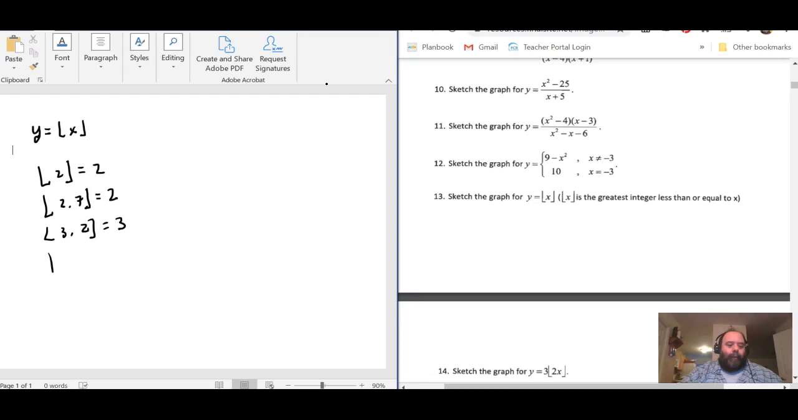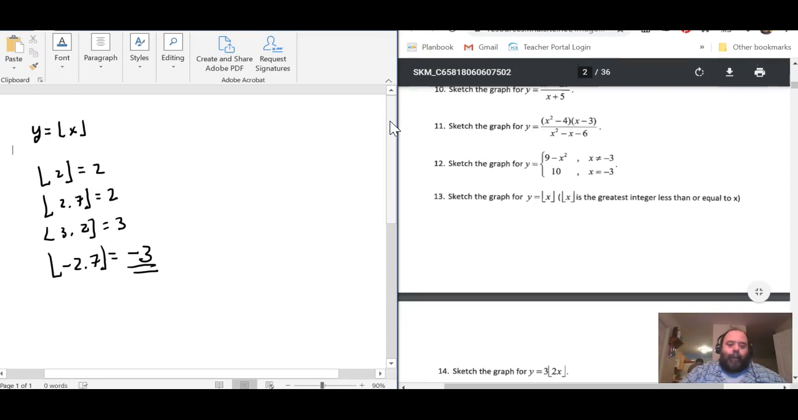So here's where it gets tricky. If I do negative 2.7, the greatest integer less than or equal to that is actually negative 3. Because remember, negative 2 is actually more than negative 2.7. So you have to be a little careful when you get into the negatives there.